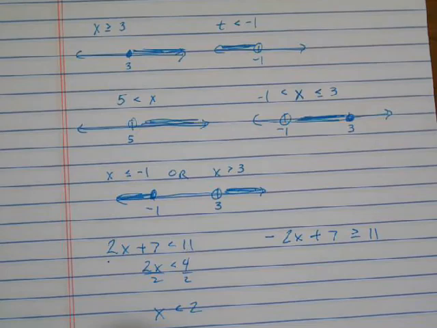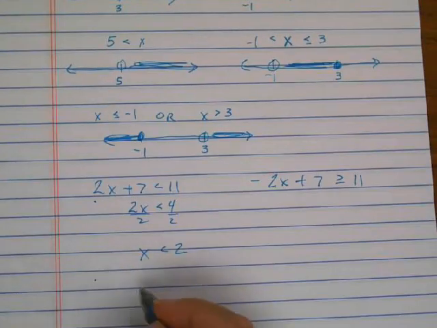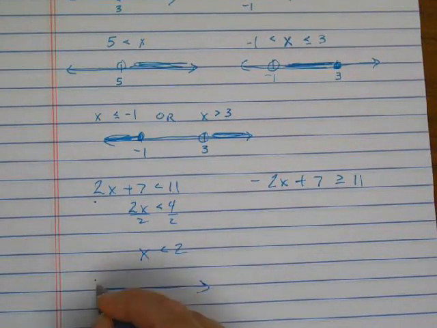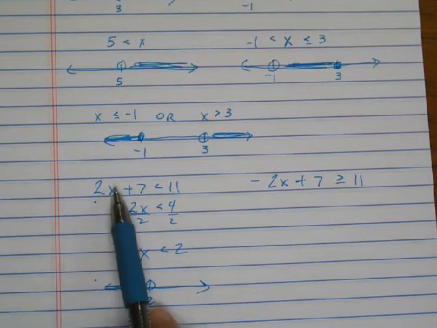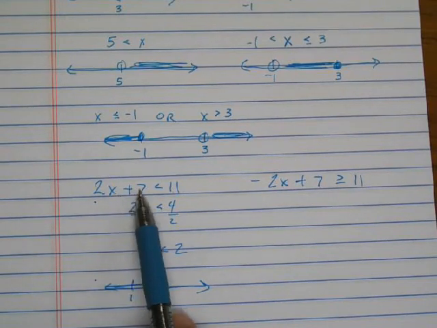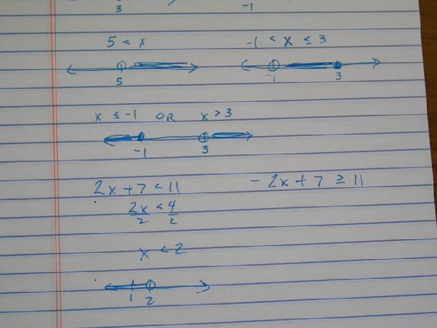So if I graph this one, shade everything on the side. And that makes sense. Let's think about a number that's in that solution set, like 1. 2 times 1 is 2. 2 plus 7 is 9. 9 is smaller than 11. So all the numbers shaded should actually work in our inequality.